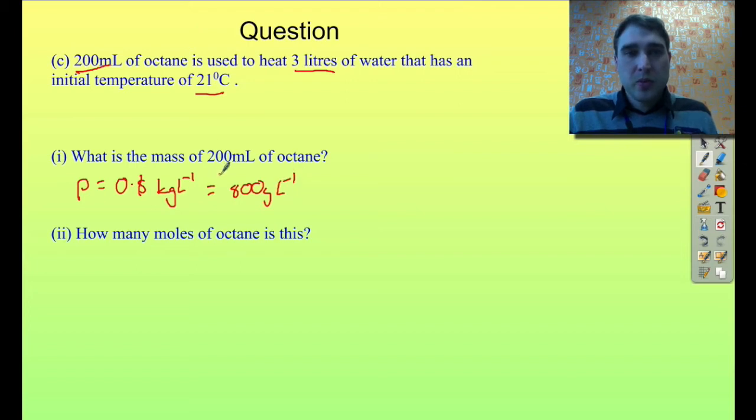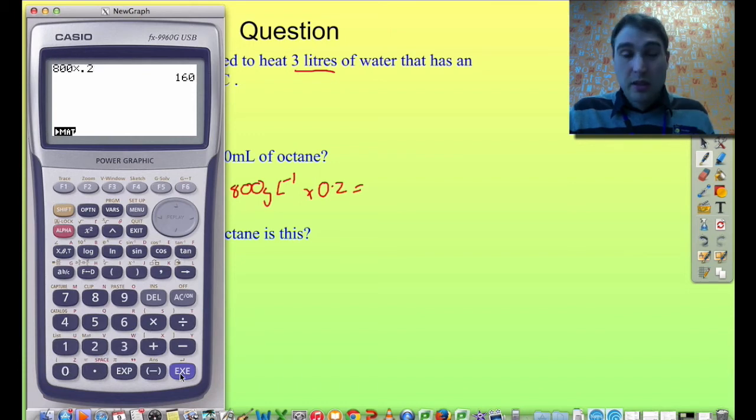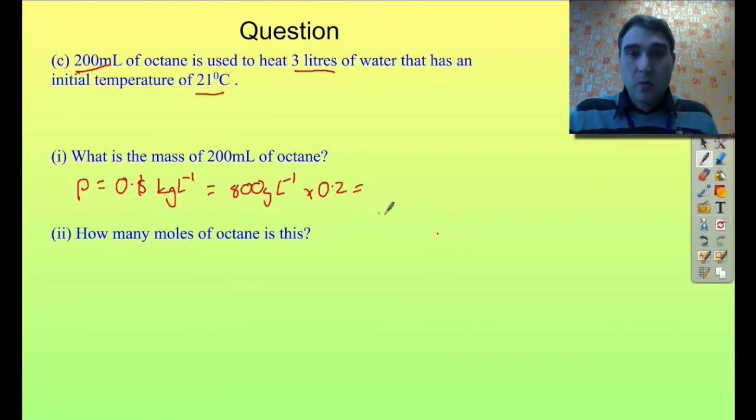200 mils is 0.2 of a litre, so if we times that by 0.2, we'll get our answer. Now, you shouldn't need to use a calculator for this, but I'm going to anyway, just to show you how to do it. So, all clear, 800 times by 0.2, and that's going to be 160. So we get 160 grams of octane.